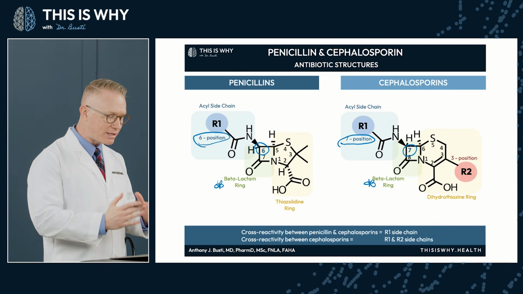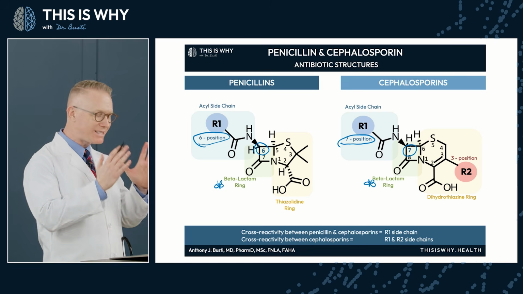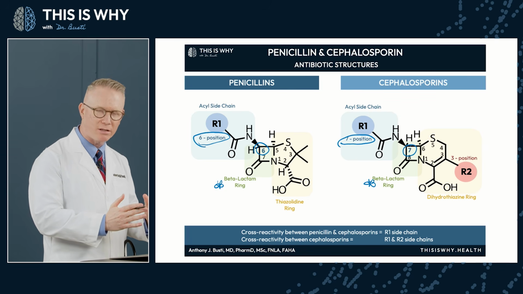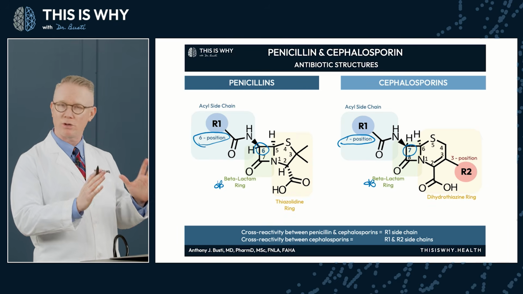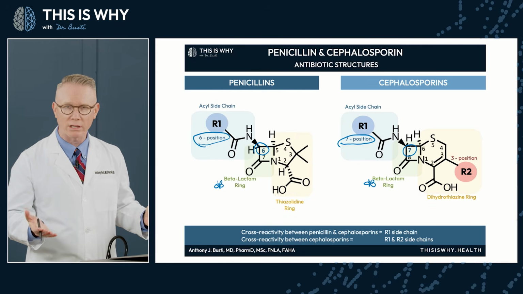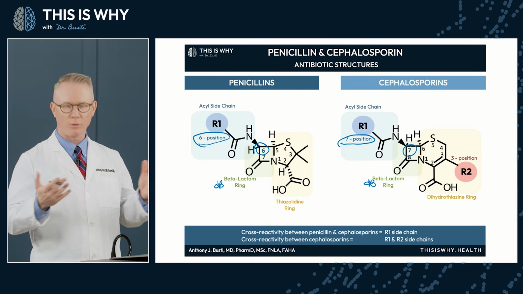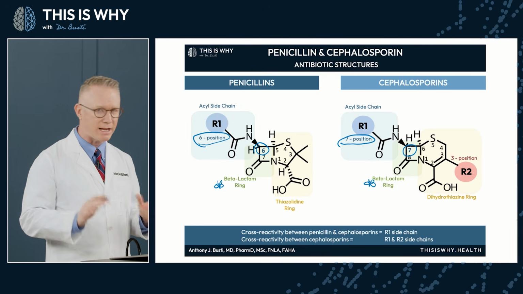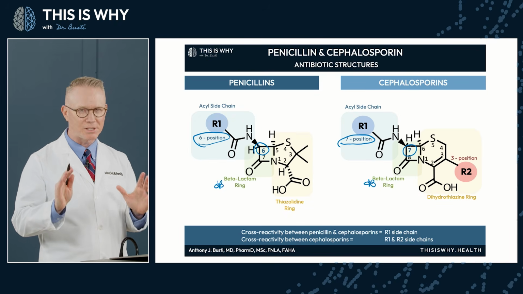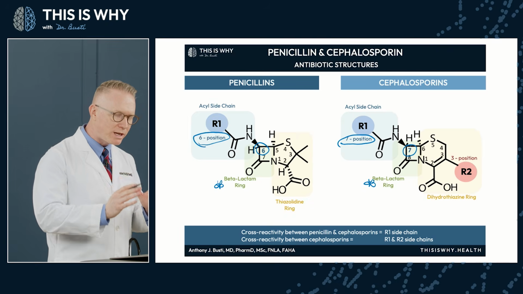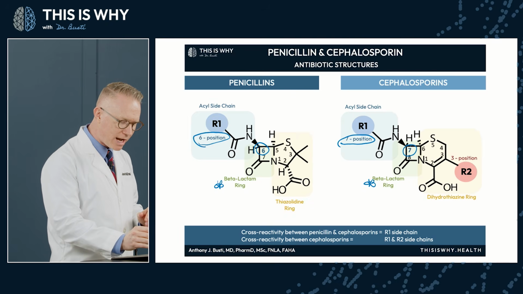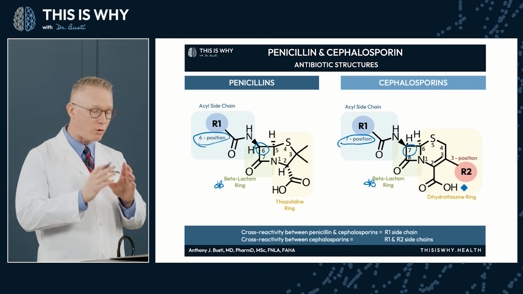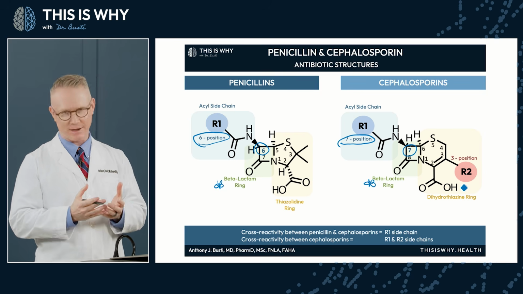Now, where the cross-reactivity primarily occurs is in the similarities of those R1 side chains between penicillin and the cephalosporin. So what that means is the more they look alike structurally, the more likely there is a cross-reactivity. That becomes very important here in just a second, so stay with me, okay? It does make sense. When you look at the R2 side chain over here with the cephalosporins, that has more to do with the cross-reactivity between cephalosporins.